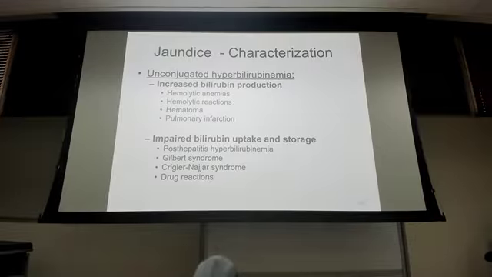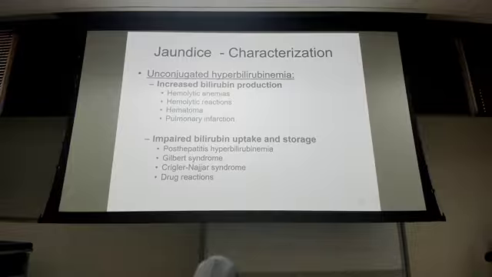So causes of unconjugated: increased bilirubin production. So we're making a lot of it. Well, we said, how do we make it? It happens from red blood cell breakdown. So if you have a hemolytic anemia, what are you doing? Breaking down more blood cells. Therefore, your unconjugated pre-liver bilirubin is going to increase. And once it goes over that 2 milligrams per deciliter, now we can start seeing jaundice.